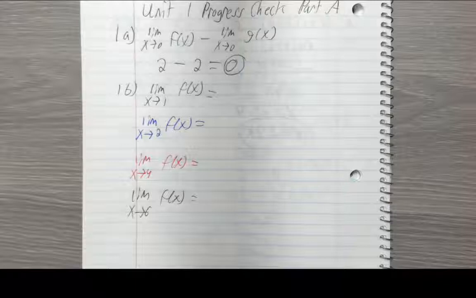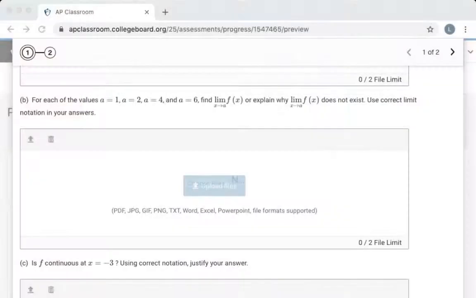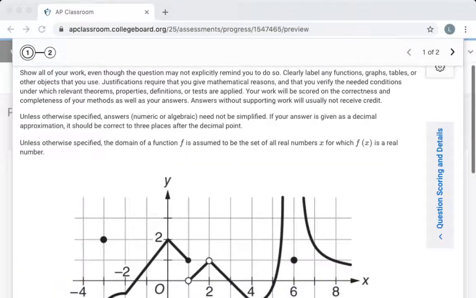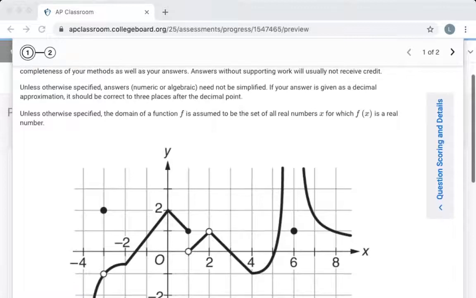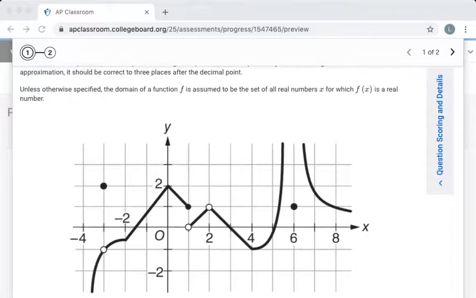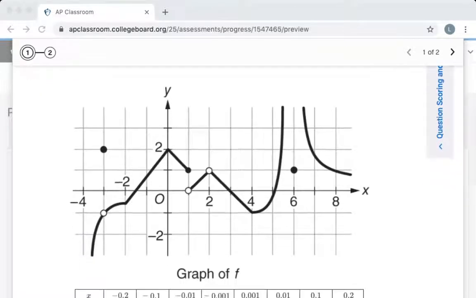Okay, the question says for each value, find that limit. So let's start with each one. The limit as x approaches 1 of f of x. Looking back up here, let me scroll up to the graph, because we're focused only on the graph. We don't care about the table, it's just the graph. We want to look at that graph and find the limit as x approaches 1.